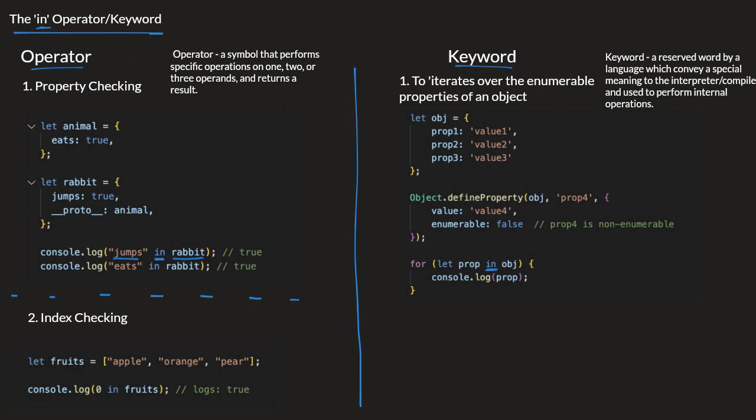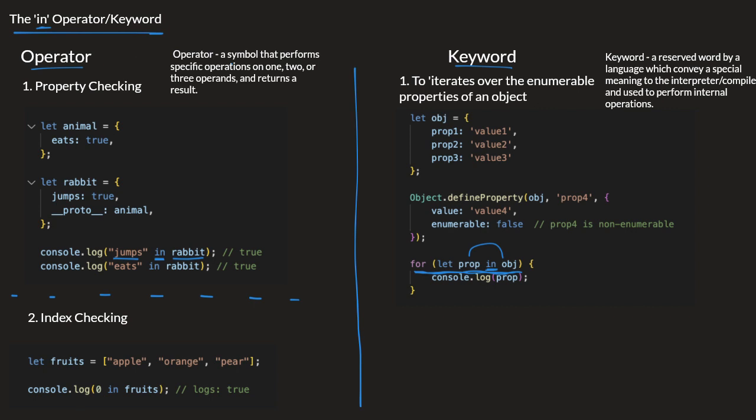What we're doing is iterating through the enumerable properties of an object. When we look at this for loop here, it's best to look at this sequence of symbols and keywords as a singular meaning. We're not checking to see if the property is in the object. What we're doing is going through this object for as many enumerable properties as are inside of it.